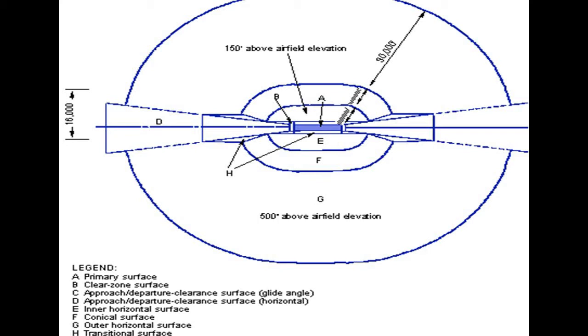In this figure, the legend A indicates the actual runway and B is the clear zone. C is the approach clearance surface. D is the approach or departure clearance surface in horizontal direction. E is the inner horizontal surface, F is the conical surface, G is the outer horizontal surface, and H is the transitional surface. So all this will be in the 3-dimensional view.